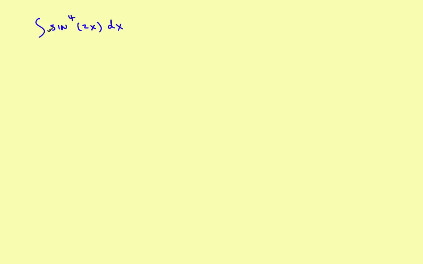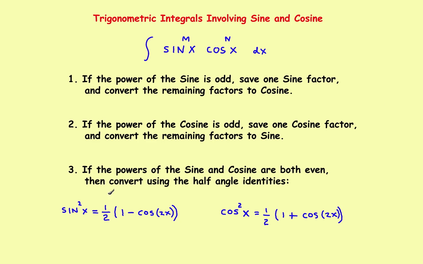Okay, so what you've got is this, the integral of sine to the 4th of 2x. Now the problem we run across immediately is that you don't have a formula for sine to the 4th, but you do have a formula for sine squared, so let's go back and look at our identities. So using the half angle identities, the sine squared is equal to this. So the trick on this problem is to change that sine to the 4th into 2 sine squareds.